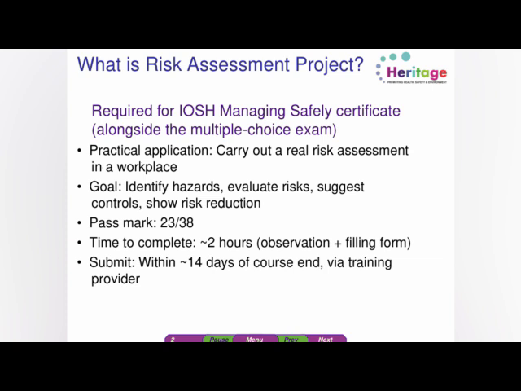The entire project should take no more than 2 hours in total. This includes walking around, observing, and filling in the official IOSH form. All projects are marked by independent examiners. The project is scored out of 38 marks, and the pass mark is 23. That's approximately 60%. So it's very achievable if you follow the structure carefully. The examiner will not know your workplace, so your description must be clear, precise, and realistic. Think of it as writing for someone who has never been there.